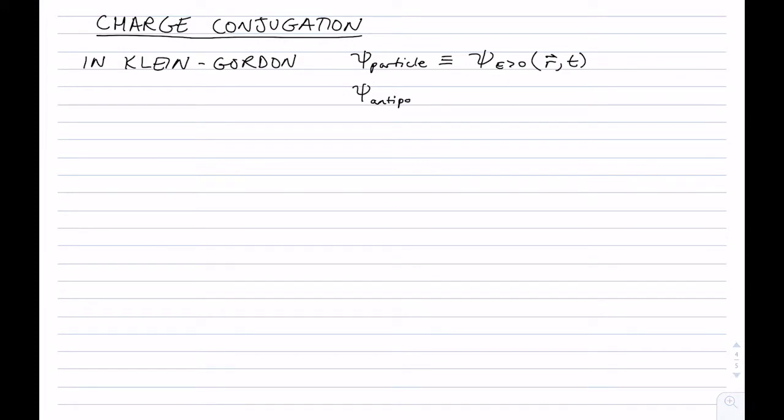So next off the block, we've got the charge conjugation. In Klein-Gordon, we saw that for the particle, we would say that that was the wave function for energy greater than 0, while for the antiparticle, it was the complex conjugate with energy less than 0. So we look for a similar association for the Dirac equation.